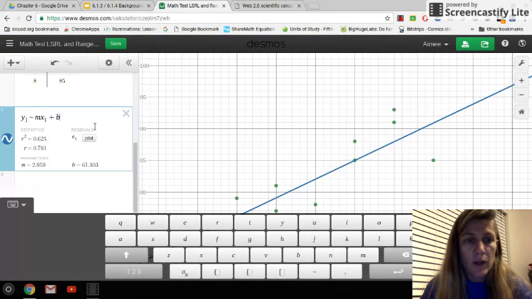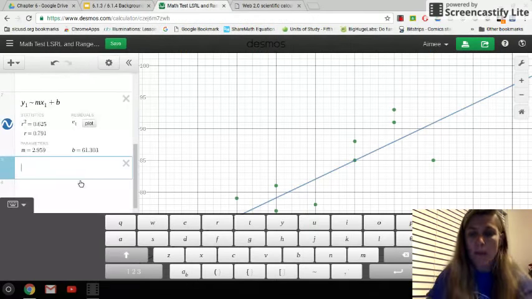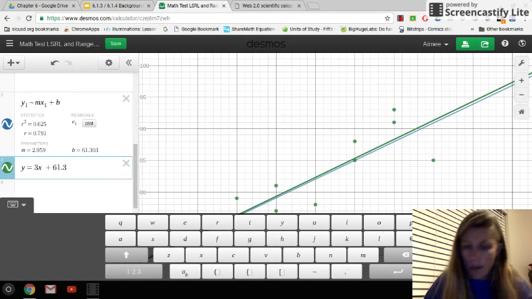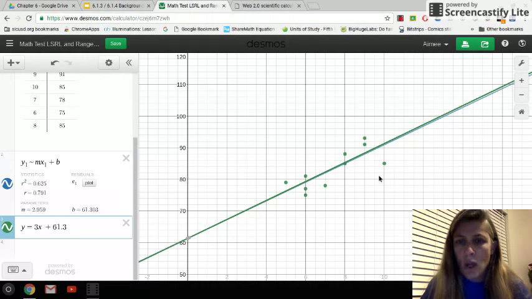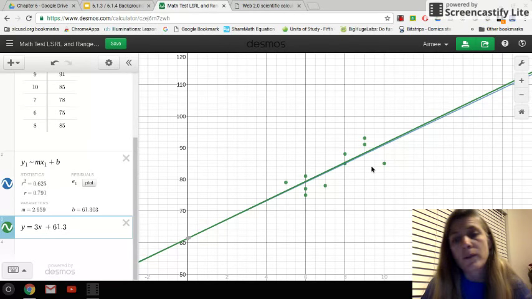Going back, we're going to rewrite in a new tab: y is equal to 3x plus 61.3. Take a look, we're a little off because we rounded it, but that's basically in the right direction. Now we're going to see which of these data points is furthest away from our line of best fit. And as you can tell, it looks like this point right here is the furthest away.